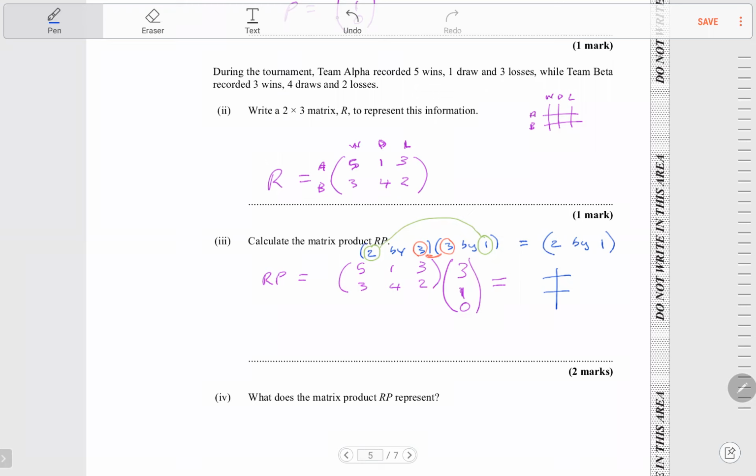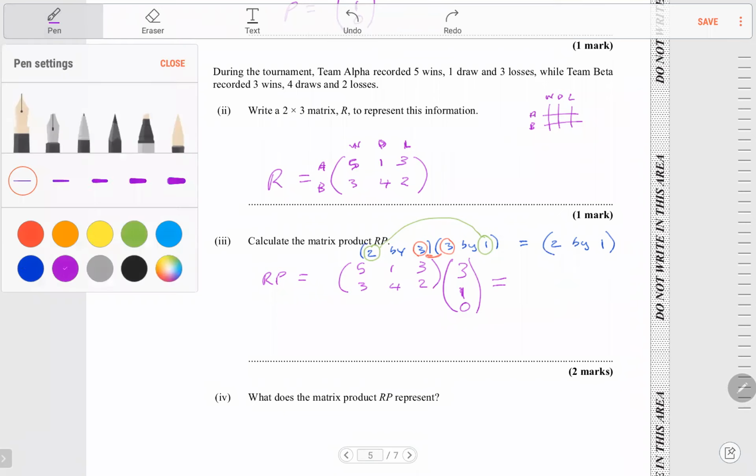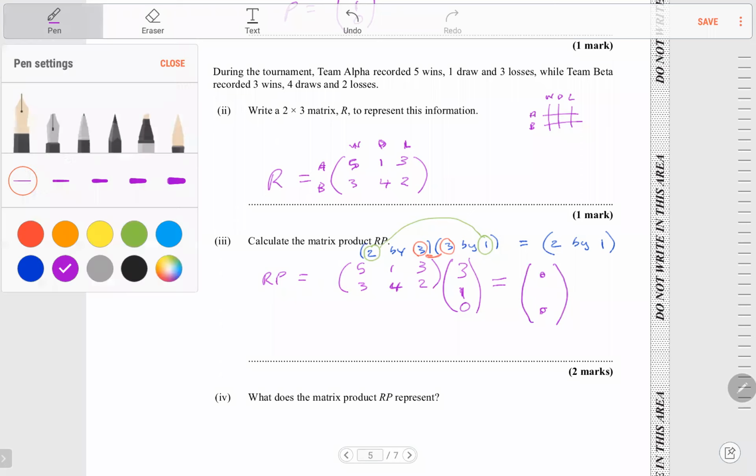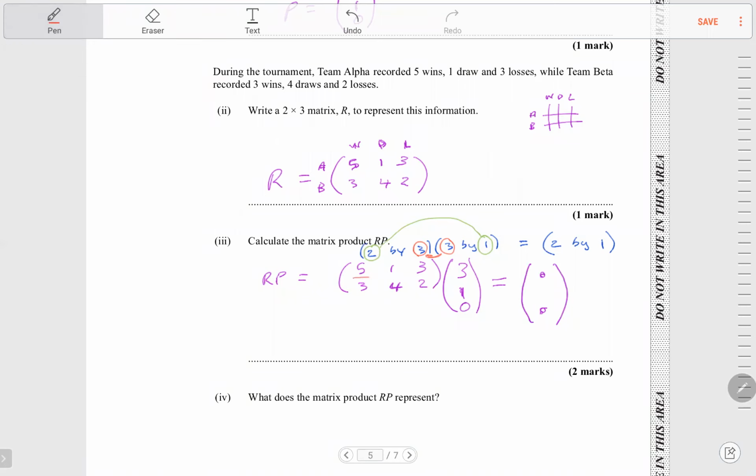So let's show you. It's going to be 2 rows, 1 column. Those are the values it's supposed to get. So let's work them out now. Remember, when you multiply matrices, you take the rows of the first matrix times 1 column, and multiply along the row and down the column. So let's work out the first value here and show you what's going to happen.